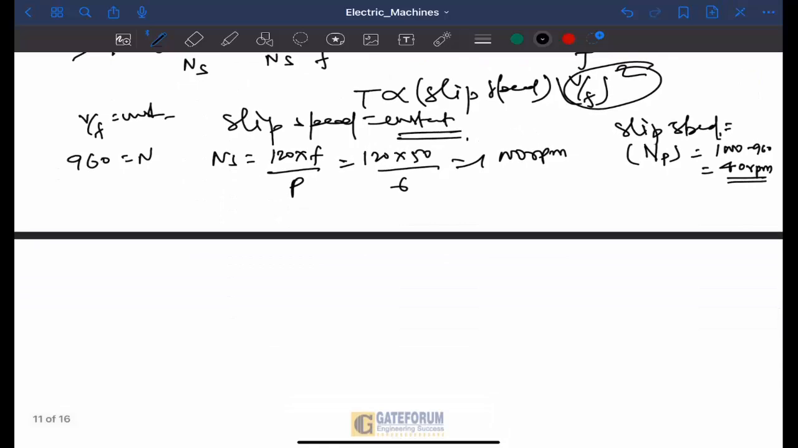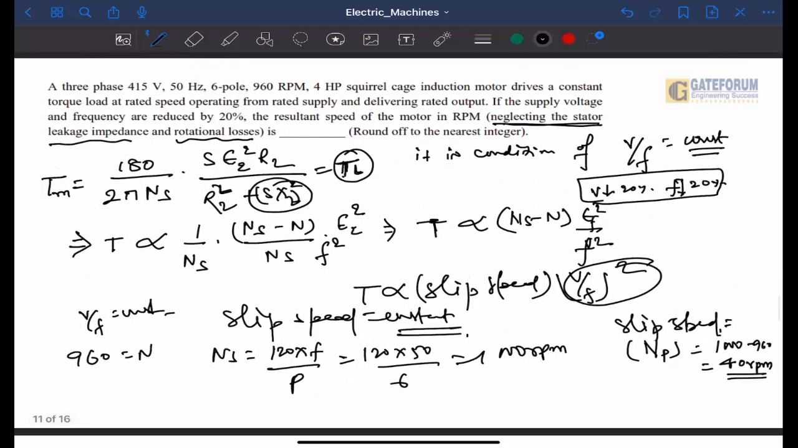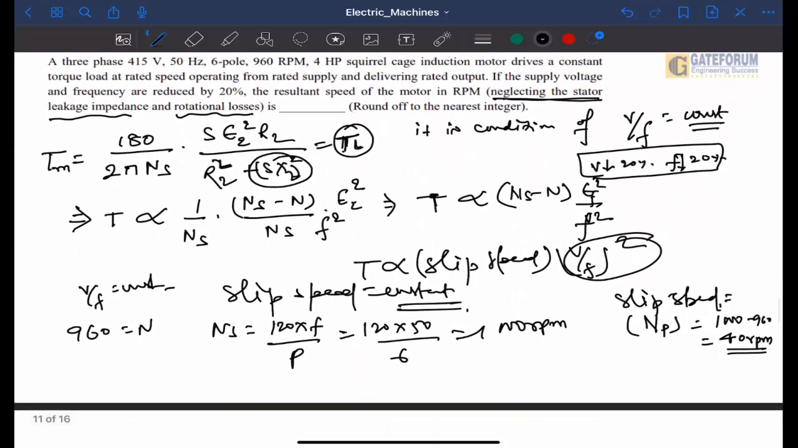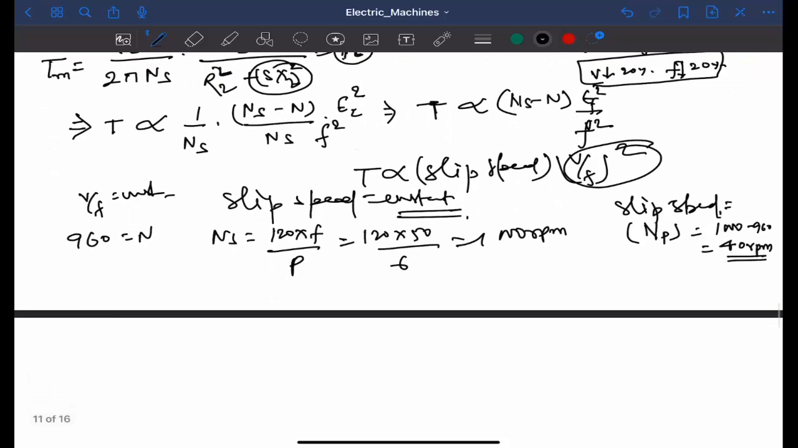Okay, slip speed will be 40 rpm. When fs is reduced by 20%, that means the new fs1 is 0.8 into 50 hertz, it will become 40 hertz.